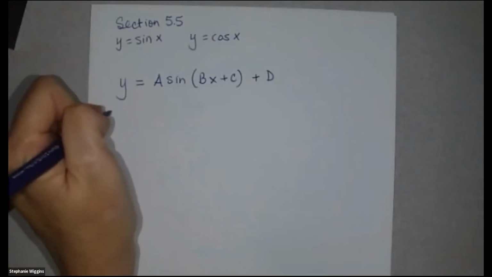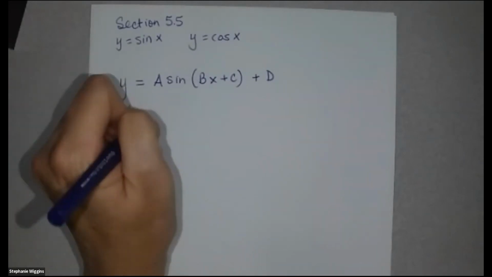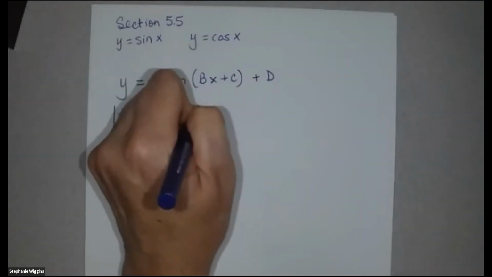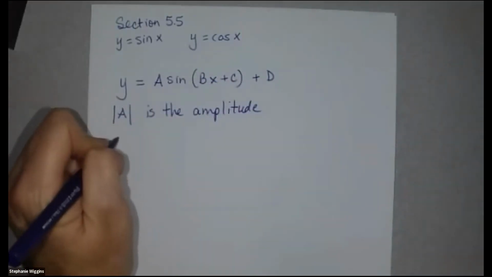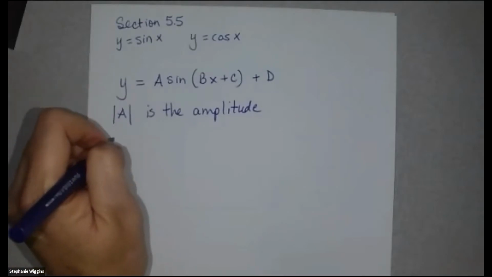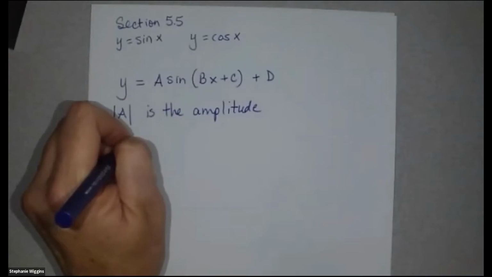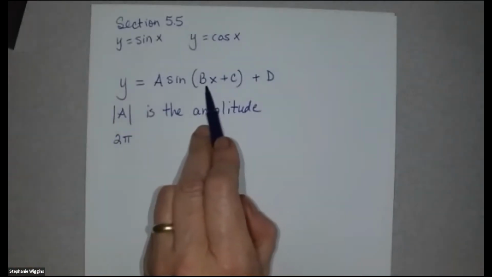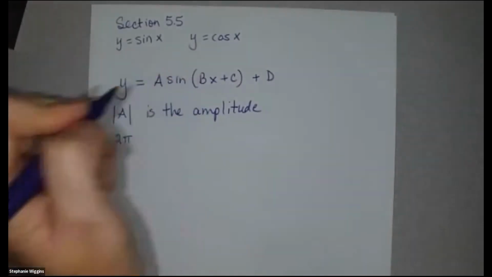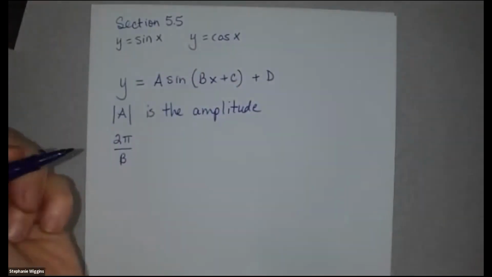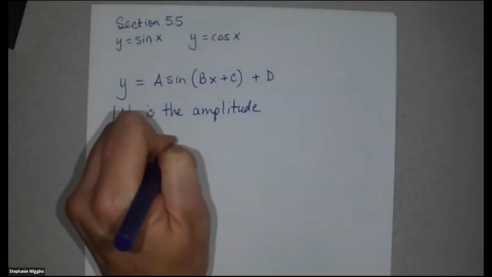The A is the amplitude, and actually the absolute value of A, I should say, is the amplitude. I've talked about that a little bit. Your period for sine is 2 pi, but when you multiply by a constant 2 in front of the x, like we did earlier, we have to divide. It shortened my period because I went through 2 cycles in the same amount of a period as regular sine. In other words, the period is 2 pi over b. That is called the period.